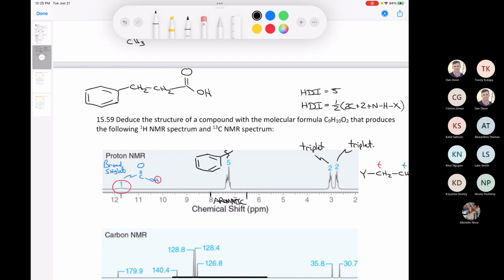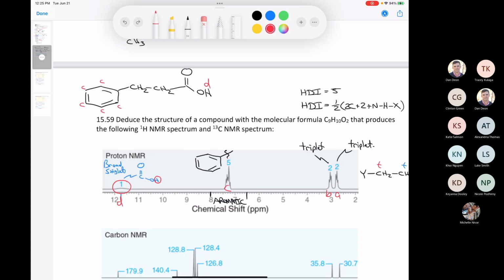To do a proper annotation, we're going to label the signals A, B, C, and D. This would be my D signal for my carboxylic acid. All of these, I'm just going to write C next to them because these are my aromatic protons. And these are going to be B and A.